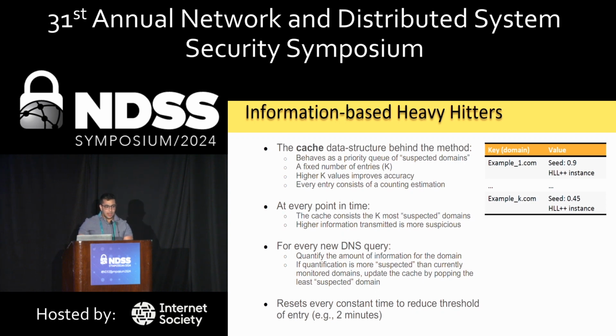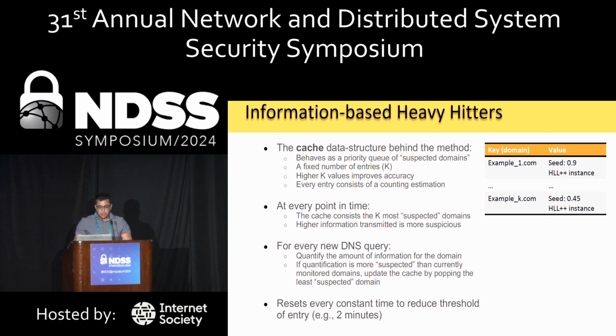So a little bit more details. The ibHH algorithm contains something that we call a cache. It is essentially a hash table that maps domain names to HyperLogLog instances, or the variation of the HyperLogLog instance, and a value which we call seed, which is a hash value that is applied to each DNS query. And whenever we see a DNS query targeted at some registered domain, we calculate this hash function, and if it is lower than the current seed value of the domain, then we decrease it. And whenever we reach the capacity of this cache, because it is capped at k, which is the number of domains that we allow in this cache structure, we evict the one with the highest seed, because this one is the least information heavy and is the least likely to be a suspected domain.